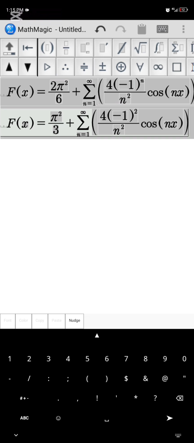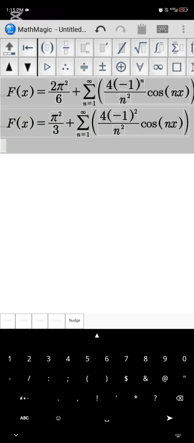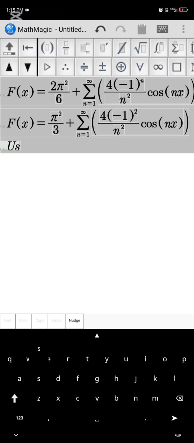But the main work you want to do here is to deduce that the summation of n from 1 to infinity of 1 over n raised to the power of 4 is equal to pi raised to the power of 4 over 90. All right, this is what we are going to use. So we are going to use the Parseval identity. So using the Parseval identity, and here is the identity.